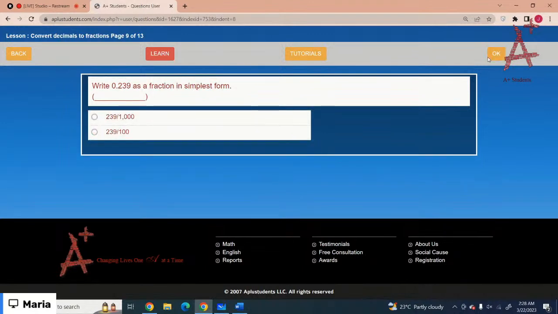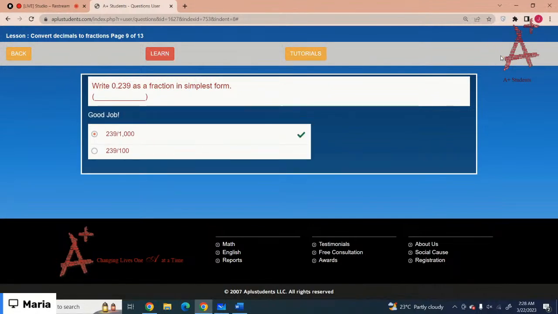Okay, the next one is 0.239 as a fraction in simplest form. So which is the correct option? It is 239 divided by 1000 because you have three decimal places. So you need to add three zeros. So it would be 239 divided by 1000. Got it?